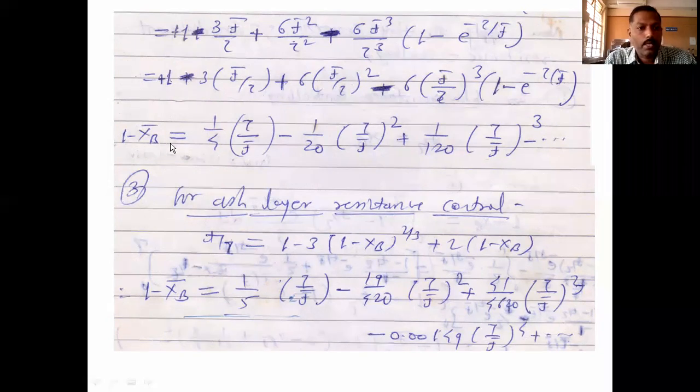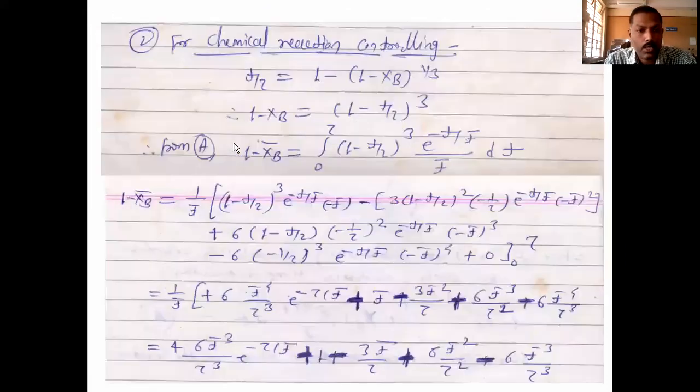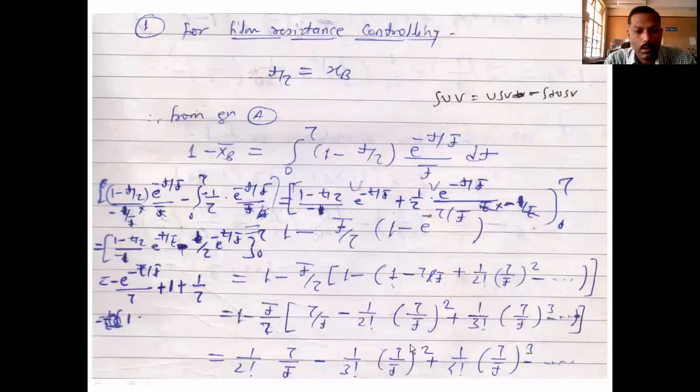Okay, so 1 minus xb bar equals 1 by 4 into tau upon t bar minus 1 upon 20 (tau upon t bar)^2 plus 1 upon 120 (tau upon t bar)^3. This equation is 1 minus xb bar, the mean conversion for the surface or chemical reaction controlling step.